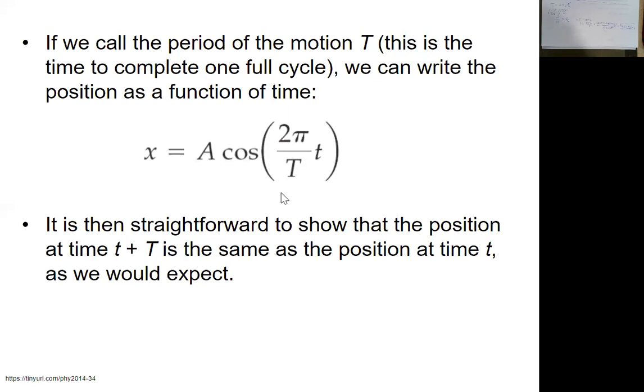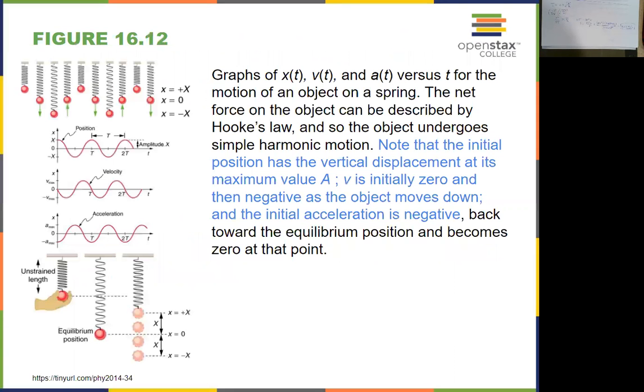If small t is increased by a capital T, then it actually repeats itself, because in the parenthesis you will have 2 pi over T times small t plus 2 pi if you add capital T to small t. So it repeats itself. A cosine function, 2 pi apart, basically repeats itself.